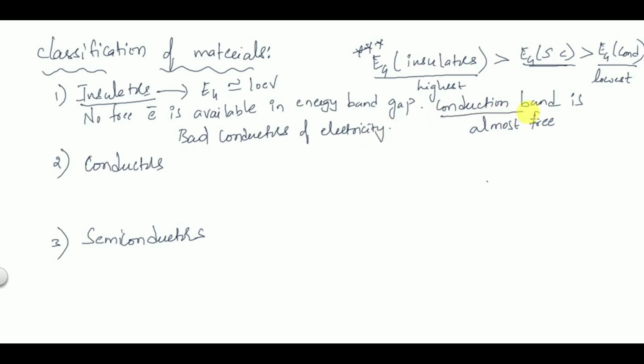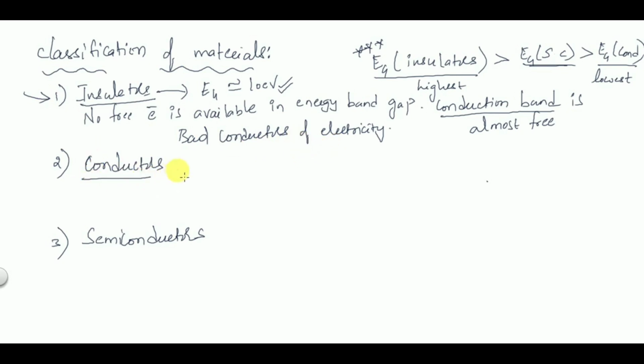As I have told you, in the conduction band only free electrons exist, and those free electrons are ready for current conduction. But there is no electron in the conduction band in the case of insulators, because high energy is required. Eg is around 10 electron volts, so a very high amount of energy is required to excite an electron from the valence band to the conduction band, which is not possible. Very high temperatures are required, and at those temperatures we cannot use the materials. So insulators are always bad conductors of electricity.